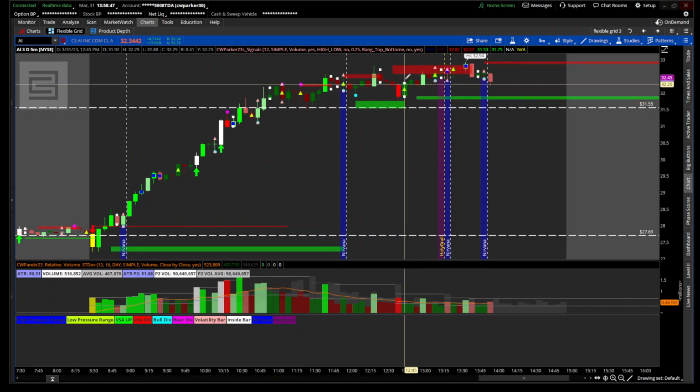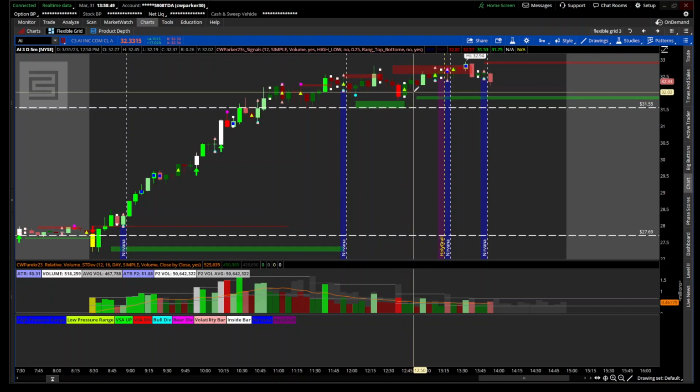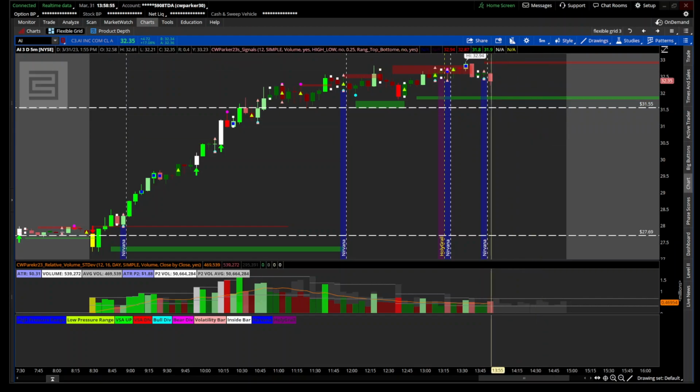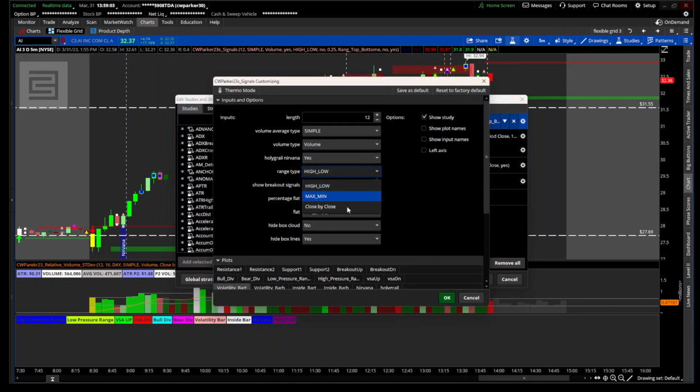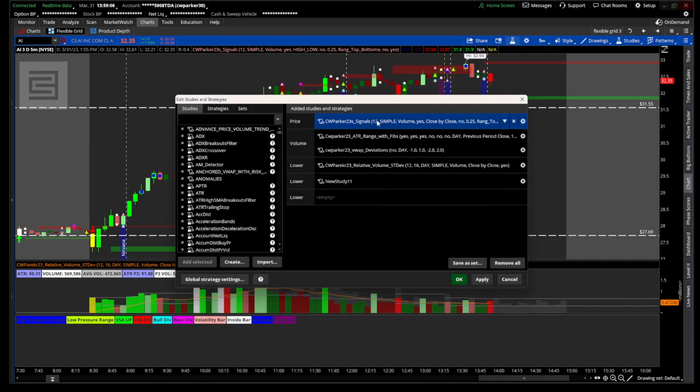And then you got these two squares as well, showing just an inside bar, that it didn't crack above the high of the previous bar. But I go into more depth about my range and the VSA in another video. But let me switch this back to close because that's how I use it.